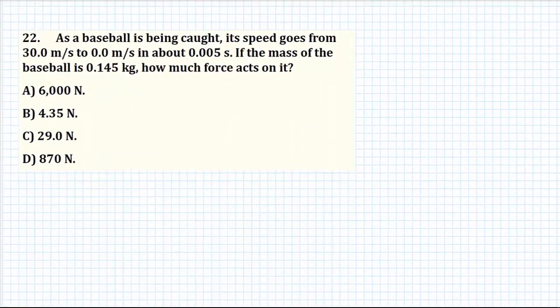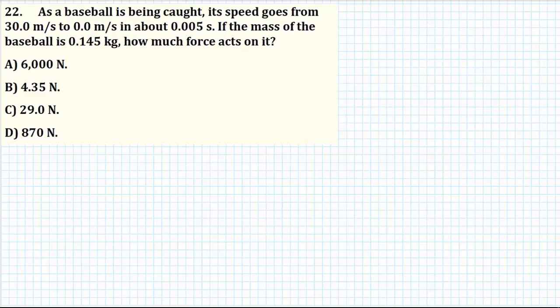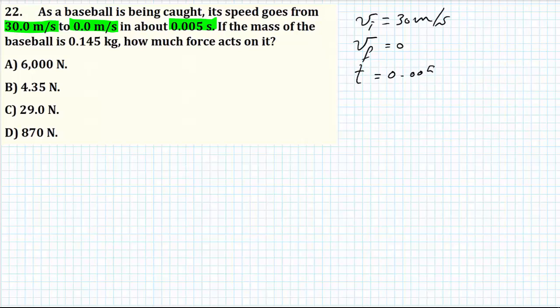As a baseball is being caught, its speed goes from 30 meters per second to 0 meters per second. So the speed changed from 30 meters per second to 0 meters per second in 0.005 seconds. So we can find the acceleration from these three pieces of information. I know the initial speed, 30 meters per second. I know the final speed is 0. I know the time equals 0.005 seconds.